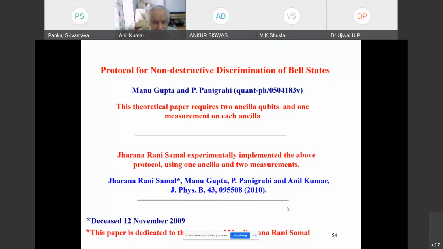Professor Panigrahi's paper is now published. At that time, it was in Conphys. The theoretical paper requires non-restrictive discrimination of the Bell states. And Jharna did the experiment, of course, along with discussion with Professor Panigrahi. Jharna, in her 5th year, disappeared from this universe, and this paper is dedicated to the memory of Jharna Samra.